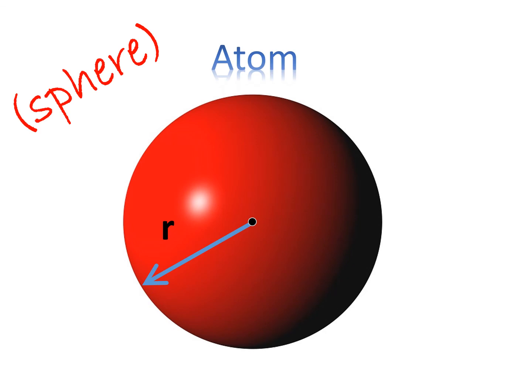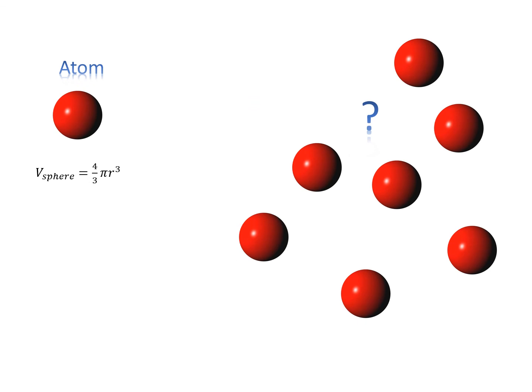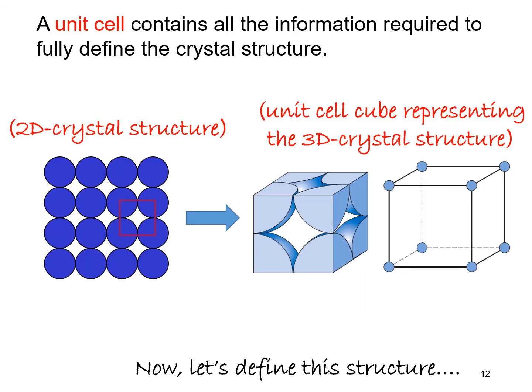Atoms are modeled as a sphere with a radius r. We can calculate the atom's volume: the volume of the sphere is 4/3 pi r cubed. But what about the spatial arrangement of the atoms? We need at least 4 pieces of information in order to fully define the structure itself. So we're going to go back to our 2D model and start with 1 layer of atoms.